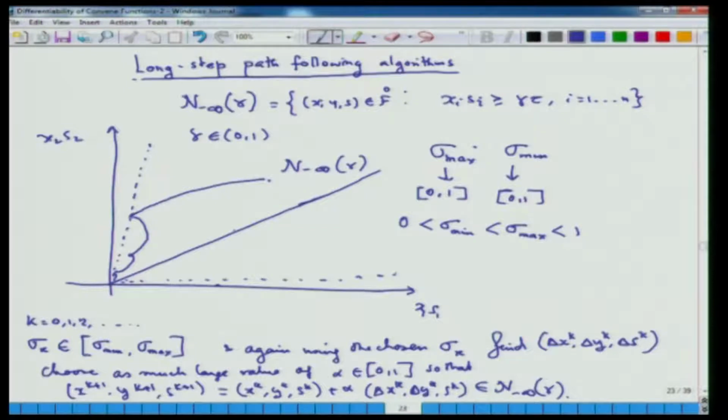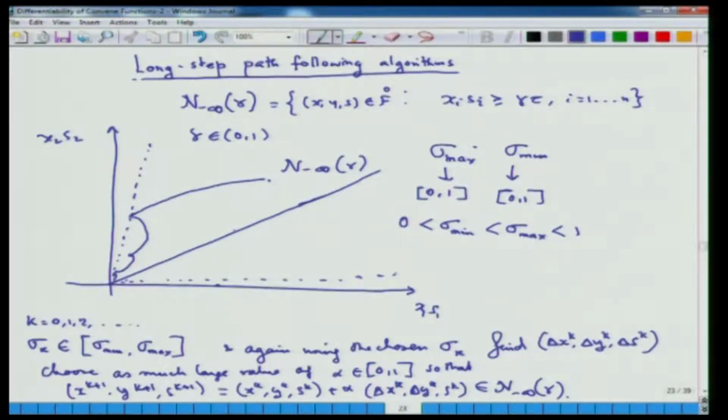So, choose as large an alpha as you can. If you take 0.1 and choose a large alpha, you can go quite far off from the central path. But the interesting part is that you are still bounded. You cannot go towards the boundary where one of the xi's or si's becomes 0, because xi times si has to be equal to mu and mu plus something.